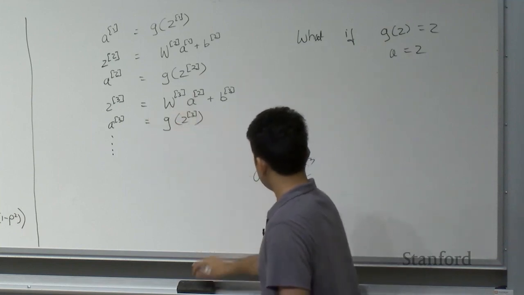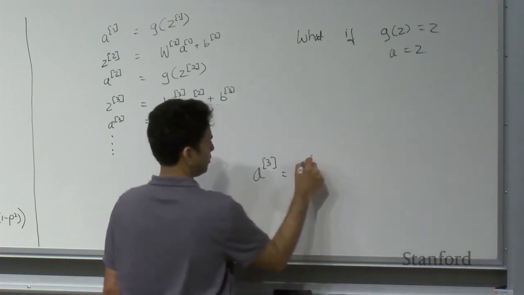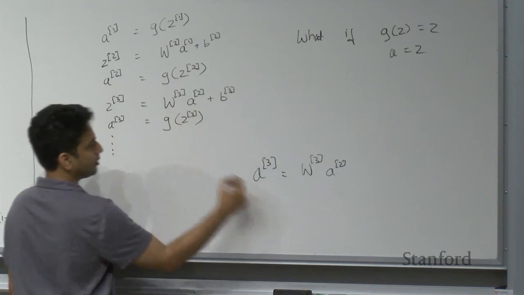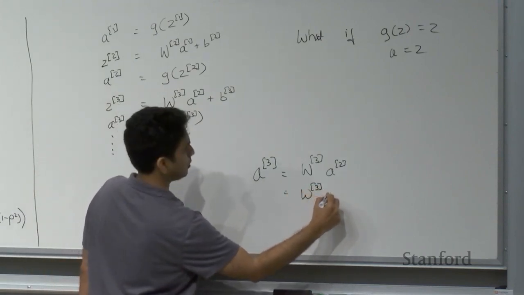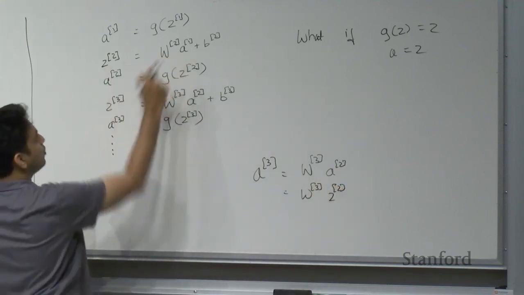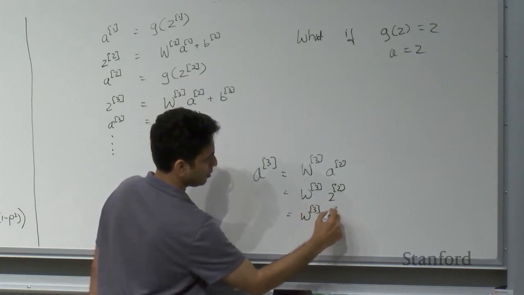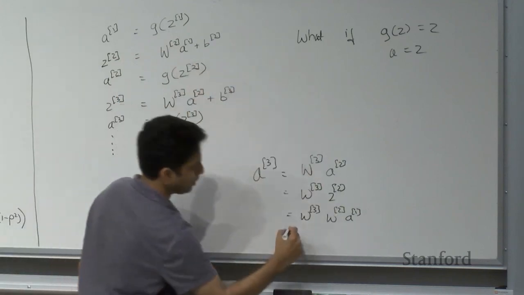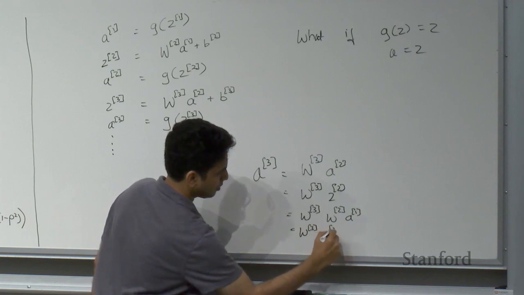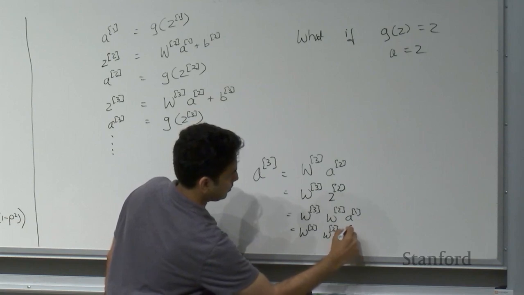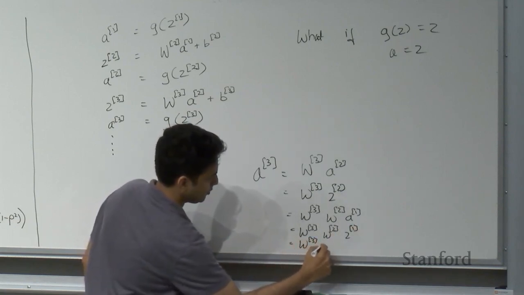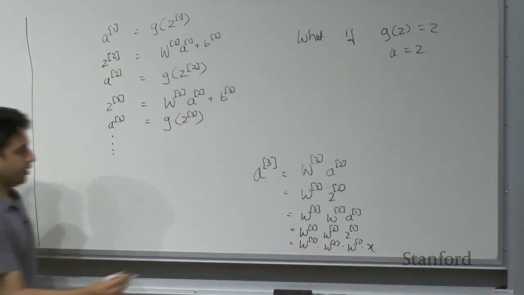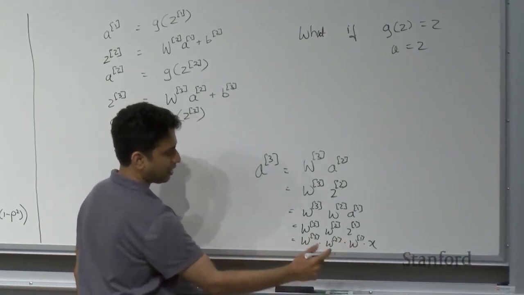But Z3 is W3A2, so this is W3A2, right? But A2 is G of Z2, and G is identity, so this is W3 of Z2, right? But Z2 is W2 of A1. So W3, W2 of A1. And similarly, A1 is G of Z1. If G is identity, then this becomes Z1. And this again is W3 times W2 times W1 times X, right? And this is basically a matrix times a matrix times a matrix, and we can call this some W tilde times X.